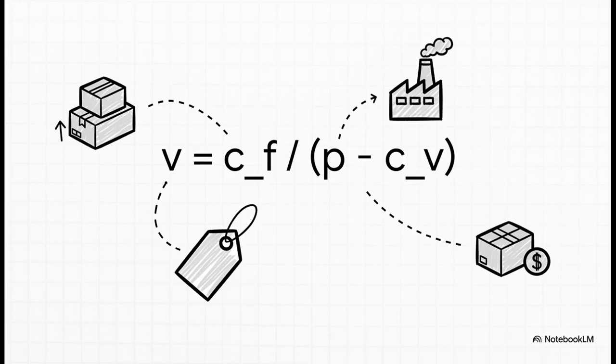In English, the break-even point is the volume of production where your total revenue exactly equals your total cost. It's that sweet spot where you're not making a profit, but you're not losing money either. So, to calculate it, the volume, V, equals the fixed costs, C sub F, divided by the price per unit, P, minus the variable cost per unit, C sub V.